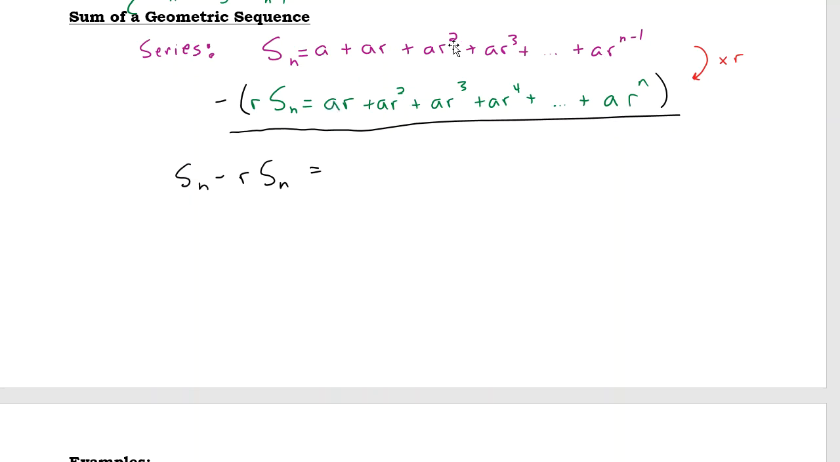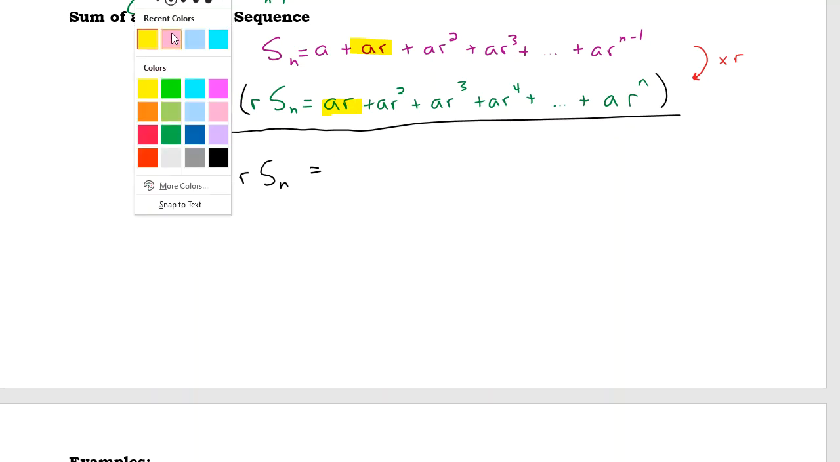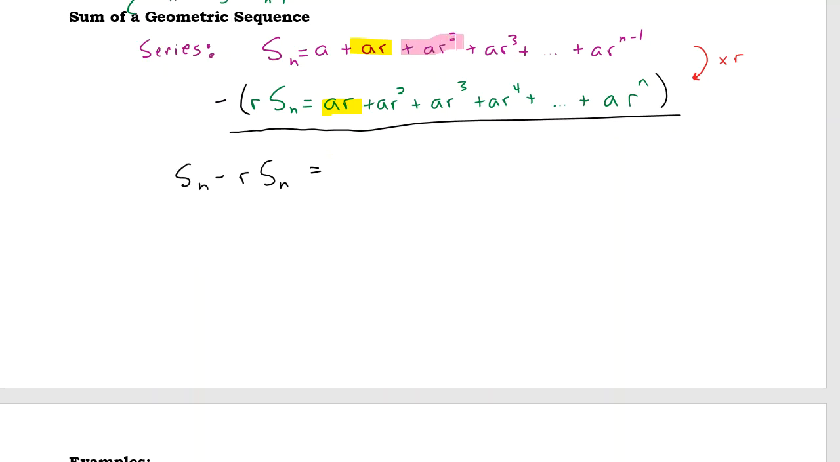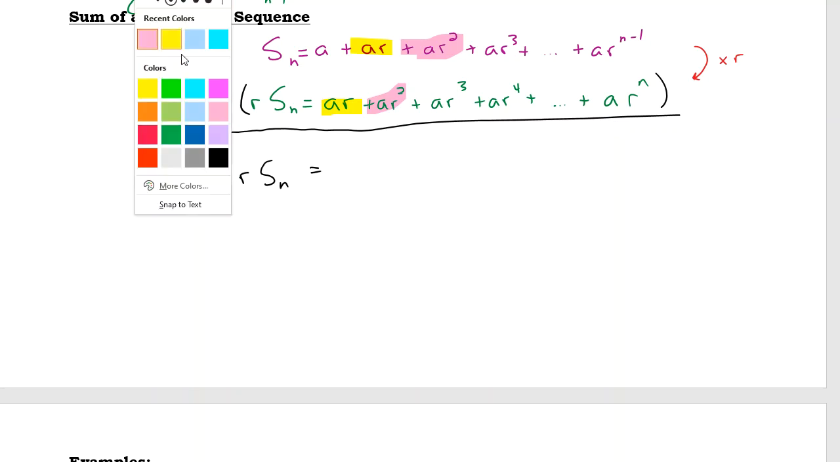Now, notice we have some like terms in here. I've got an a sub r, and then I would minus this a sub r. So those are going to end up going away. All right, and here I have ar squared minus this ar squared. That's going to go away. And you see what's going to happen here, right?